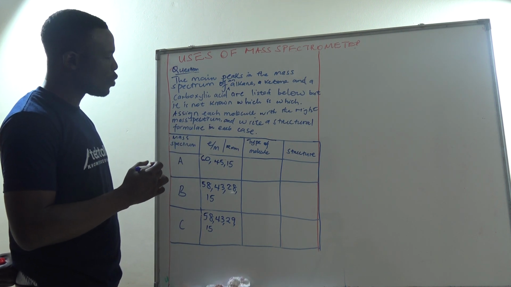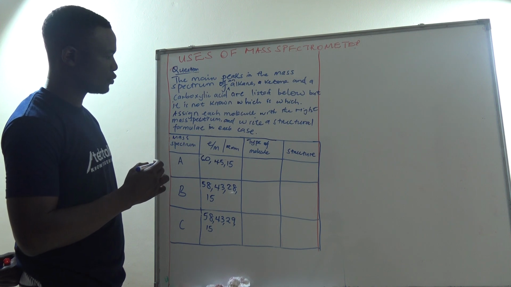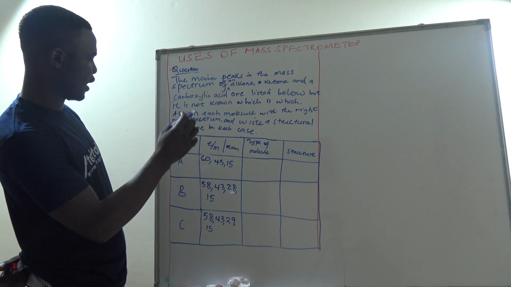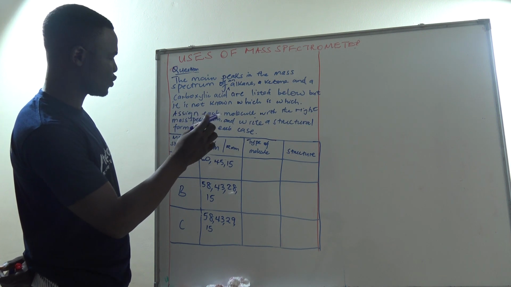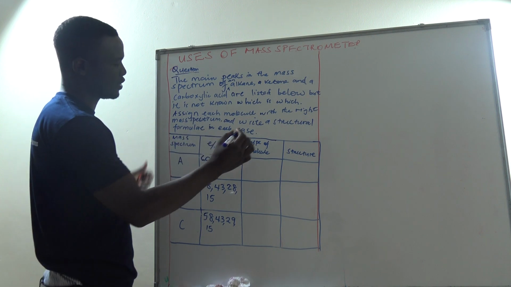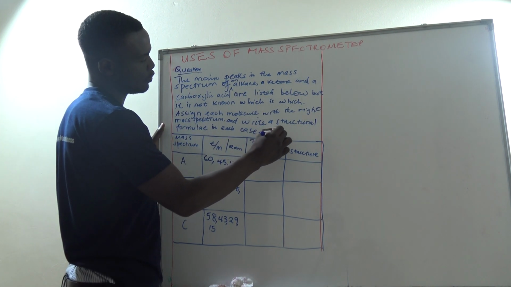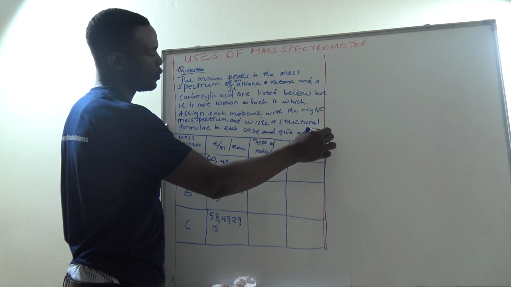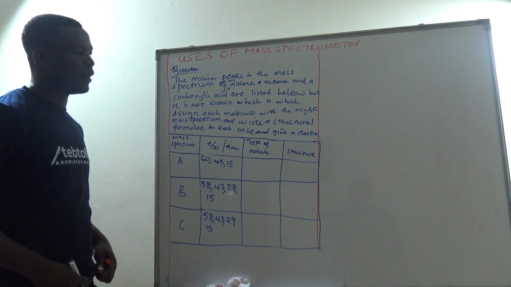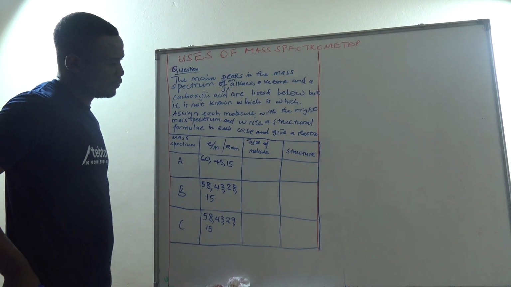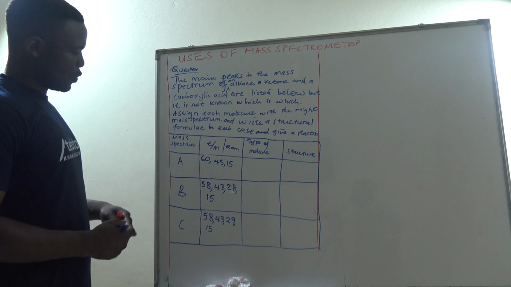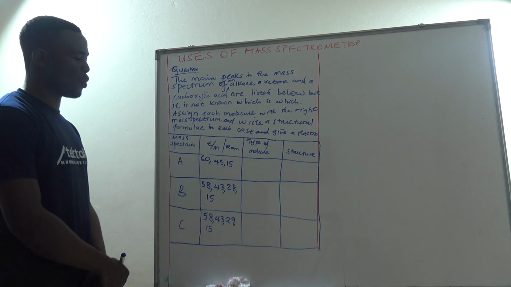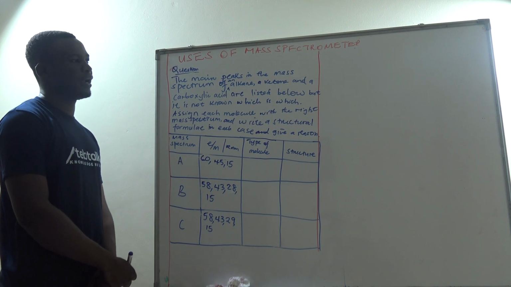But they say with reasoning. The question was, assign each molecule with the right mass spectrum and write the structural formula in each case and give a reason. Now, we begin maybe with analyzing the mass spectrum A, and we see where it lies.